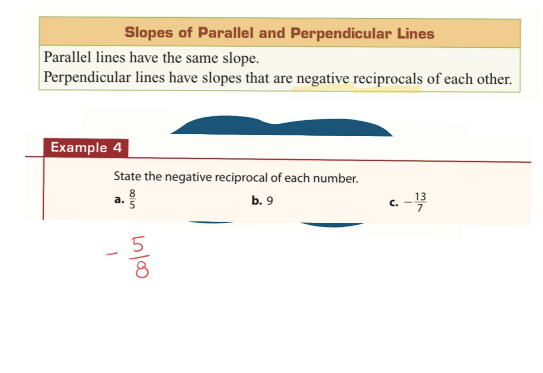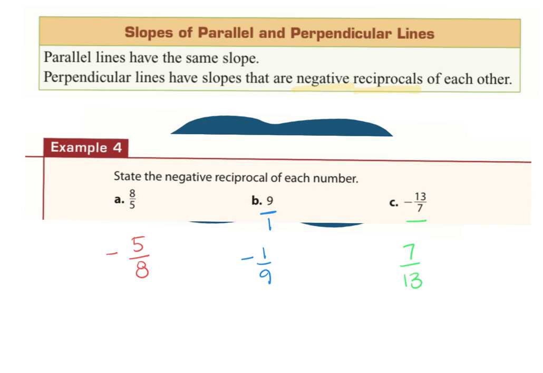Negative reciprocal of 9. Think of it as 9/1. So the reciprocal would be 1/9. It was positive. I would make it negative. The negative reciprocal of negative 13/7. Flip it upside down. 7/13. It was negative. I would make it positive. That's what you do to find the negative reciprocal. Flip it and change the sign.